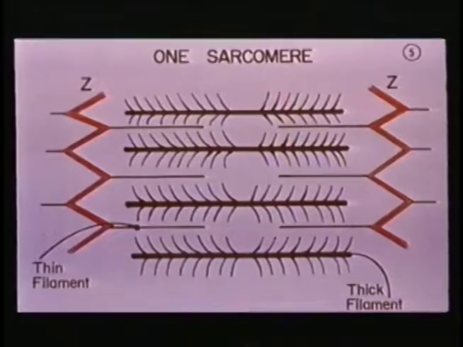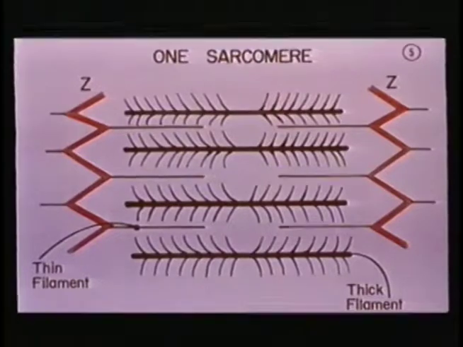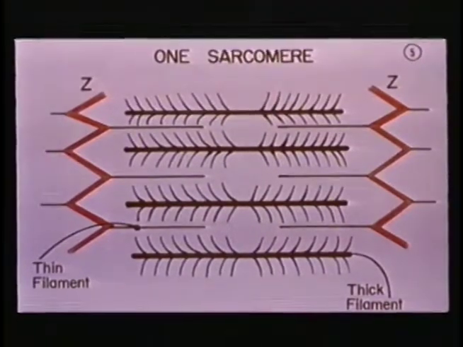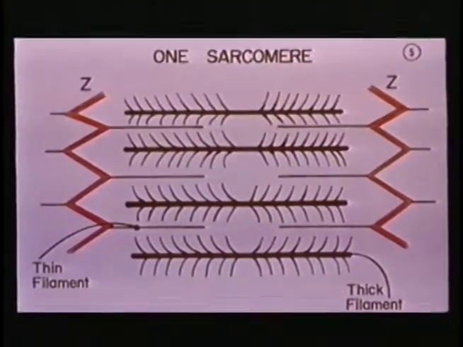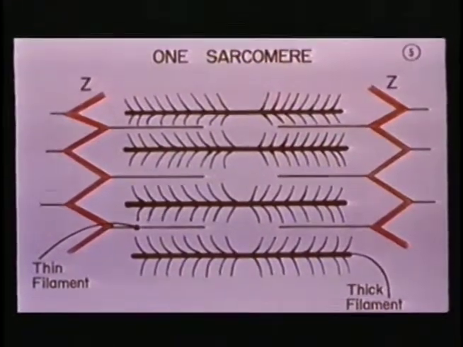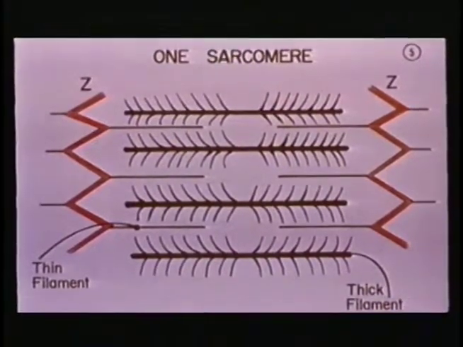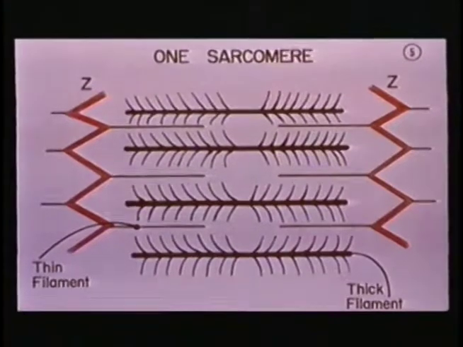Slide 5. Here we see a schematized representation of this molecular structure. As you know, the thick and thin myofilaments interdigitate and can slide by one another. When calcium is present around these myofilaments, cross bridges radiating from the thick filament are thought to interact with sites on the thin filament to generate sliding motion.